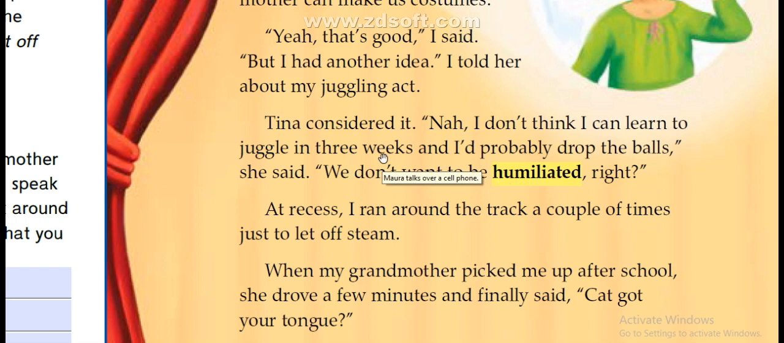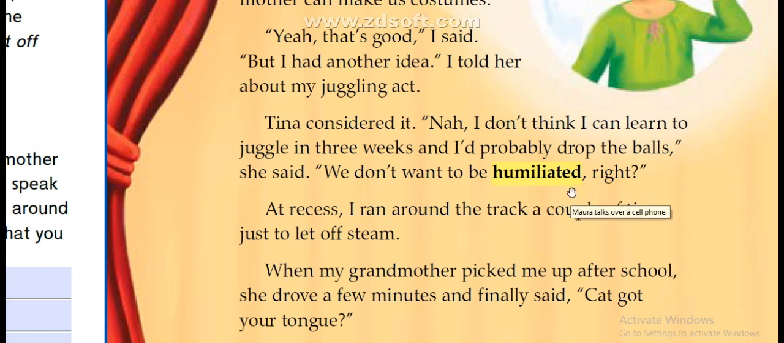Do you know how to juggle in just one day? Will you know how to juggle? No, of course not. You need weeks. So Tina told her, I cannot learn how to juggle in 3 weeks, and I'd probably drop the balls. She said that she will probably humiliate herself and drop the balls. We don't want to be humiliated, right?